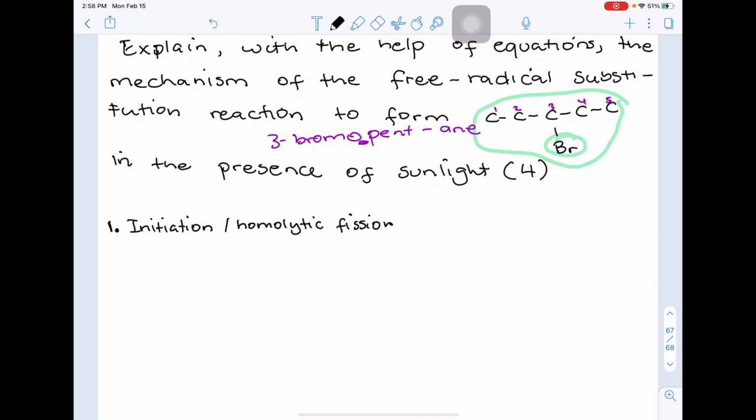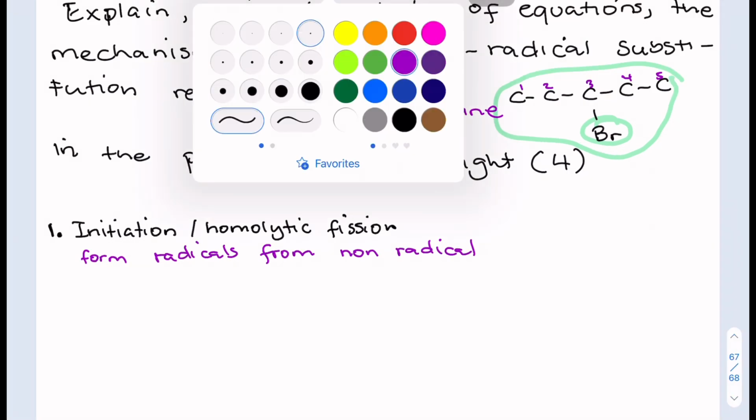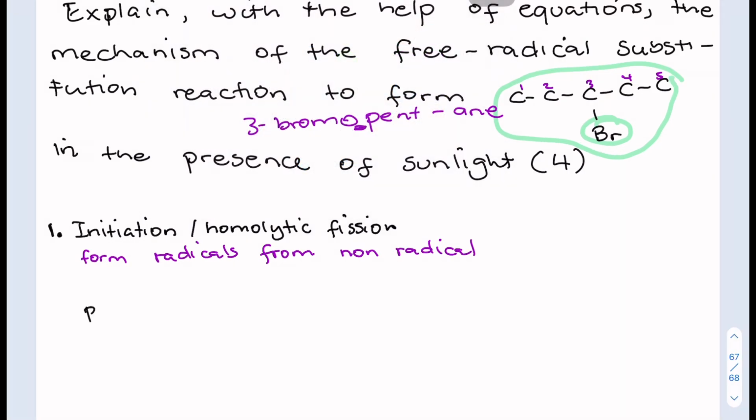This is where we form a radical from non-radicals. And the radicals are formed using the halogen. So we have Br2. Half of the bond goes to one of the Brs, and the other half goes to the other Br. Notice I'm using the head that has half. The head is half a head. Okay, we have half a head there.